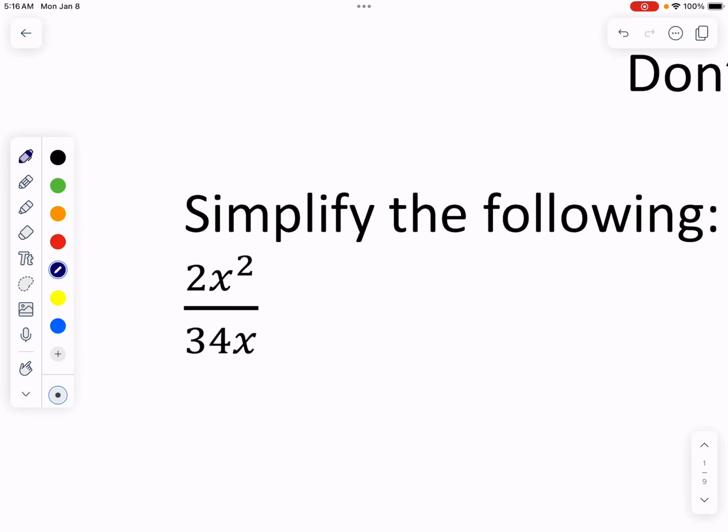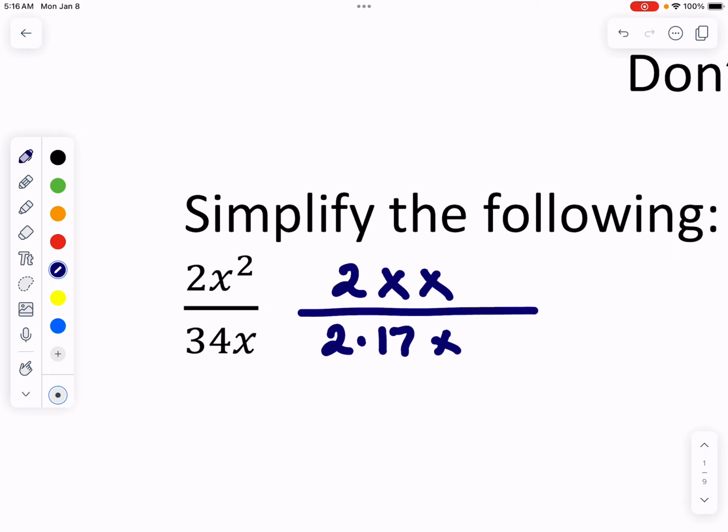Okay, when I simplify, I break things up into its factors. On the top, there's 2 and a couple of x's. On the bottom, 2 times 17 and 1x. Identify what they have in common in Math Ninja. Cross them off. The result is your answer. If there are any other common factors, try to cross them off as well. If not, you're done.